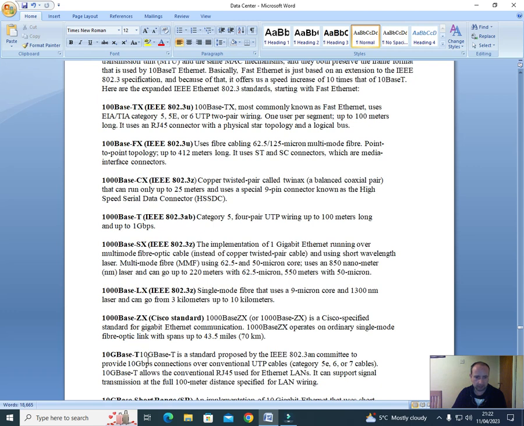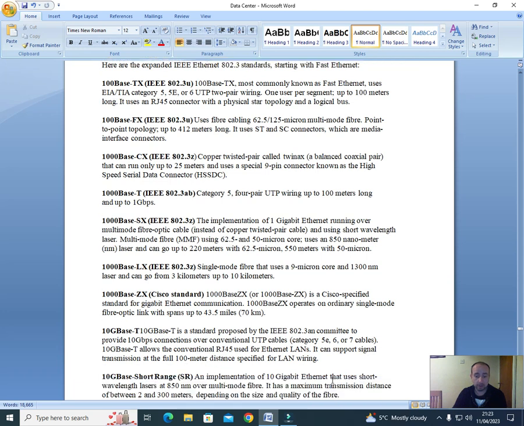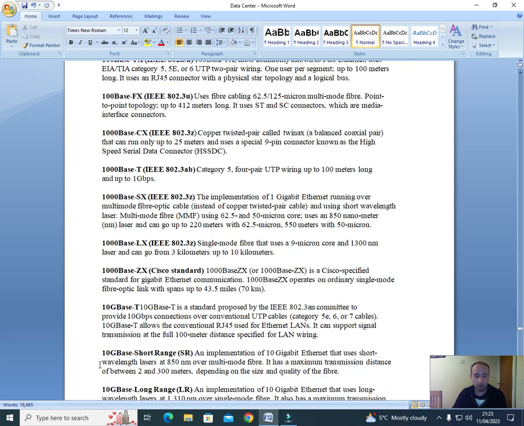10GBASE-T is a standard proposed by the IEEE 802.3an committee to provide 10 Gbps connections over conventional UTP cables, category 5e, 6 or 7 cables. 10GBASE-T allows the conventional RJ45 used for Ethernet LANs. It can support signal transmission at the full 100 meter distance specified for LAN wiring.